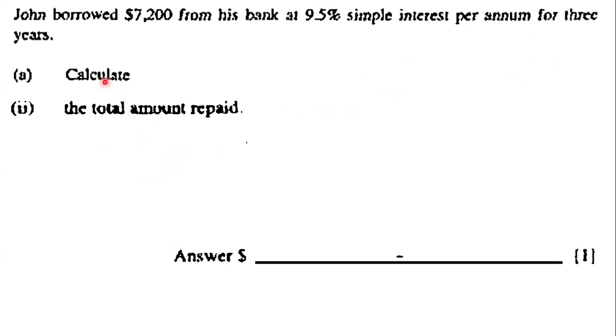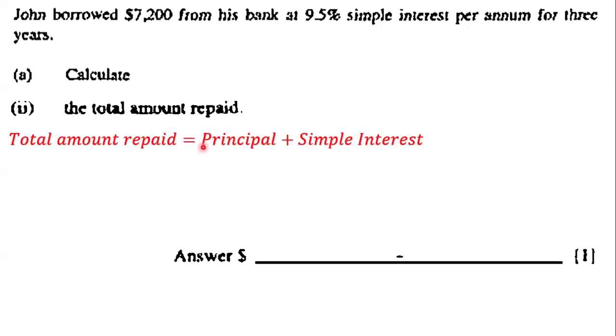Next, we have to calculate the total amount repaid. Now, what is the total amount repaid? Well, the total amount repaid is going to be the principal plus simple interest. Now, what is the principal? Well, the principal is 7,200 plus the simple interest, which is 2,052.